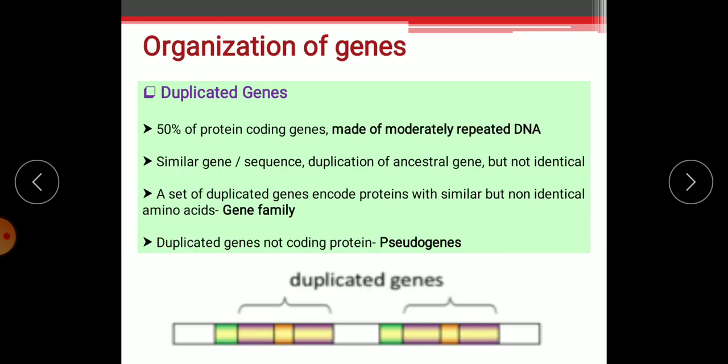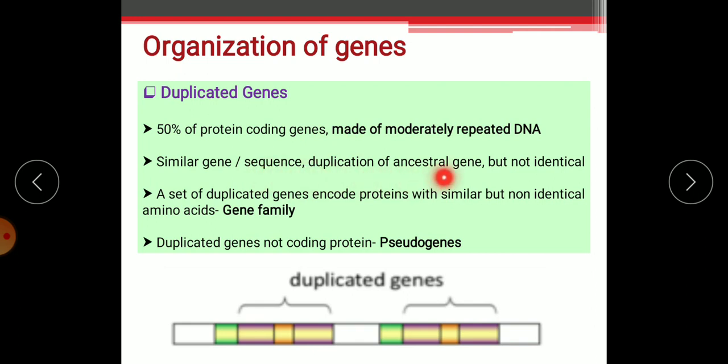Next is the duplicated genes. Duplicated genes, or the gene family and the pseudogenes, these terminologies we will be discussing. Here about 50% of the protein coding genes are made of this moderately repetitive DNA, that is the duplicated genes, and DNA with 5 to 10 kb of a gene has a sequence which is similar but not a direct copy of that gene. It means it is a similar gene or sequence.